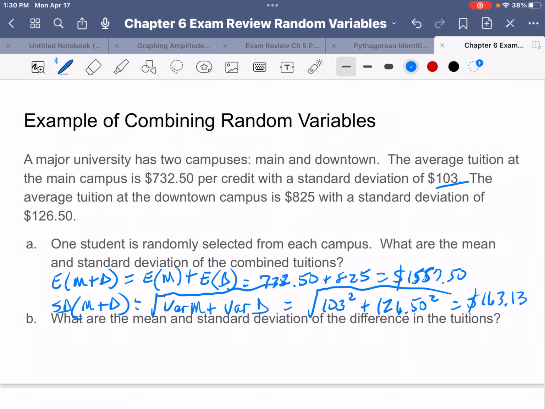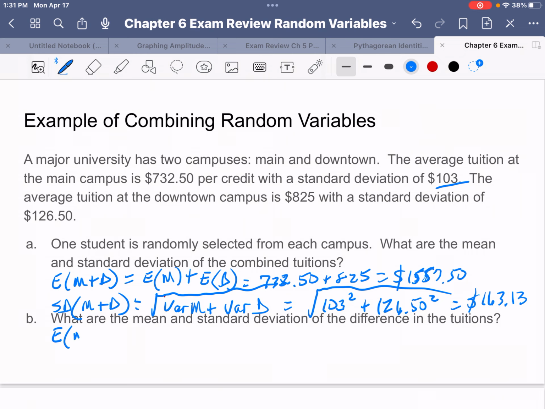And you see, if this were just a part of a bigger question, you would have your incorrect standard deviation if you did it the way where you just add the 103 and 126.50. And then you move on and you do something with that incorrect standard deviation. You'll only lose points for the incorrect calculation on the standard deviation, but you may get full credit on the later parts. What are the mean and standard deviation of the difference in the tuitions?